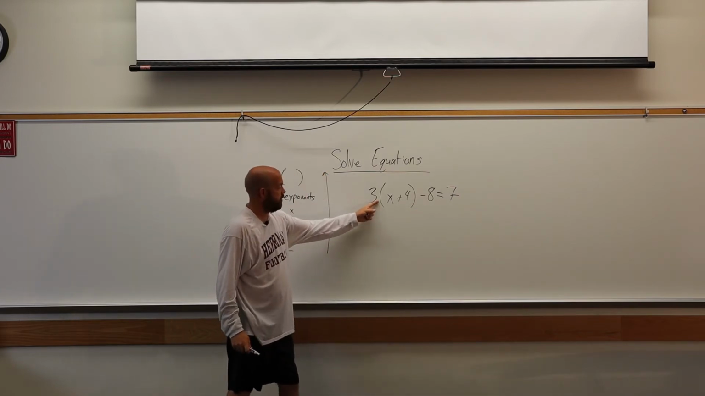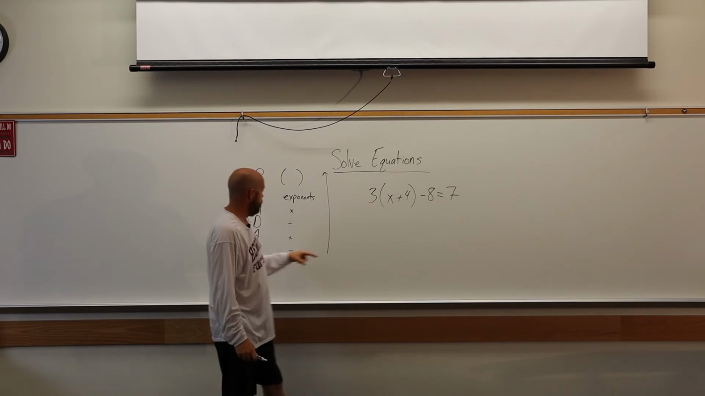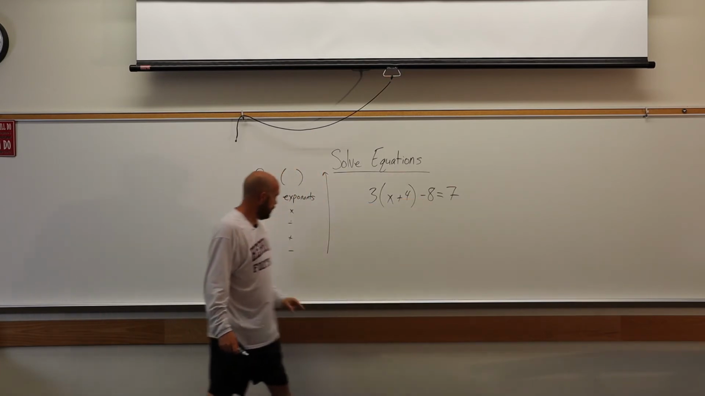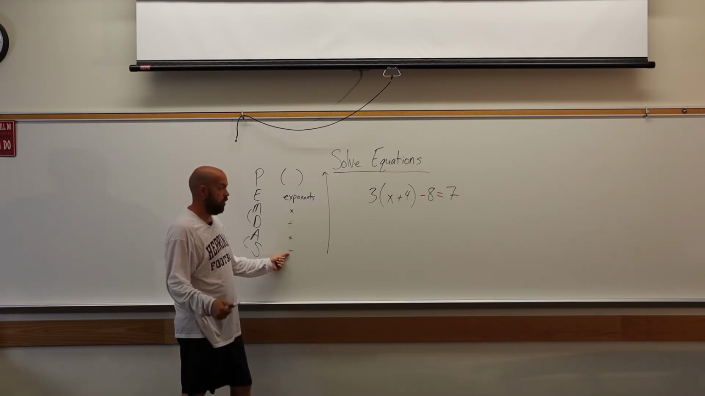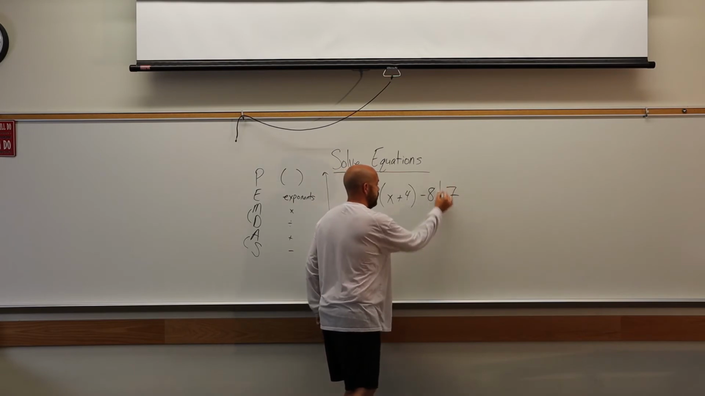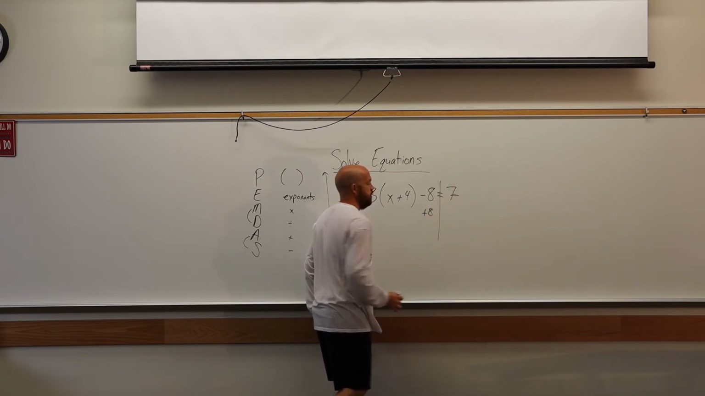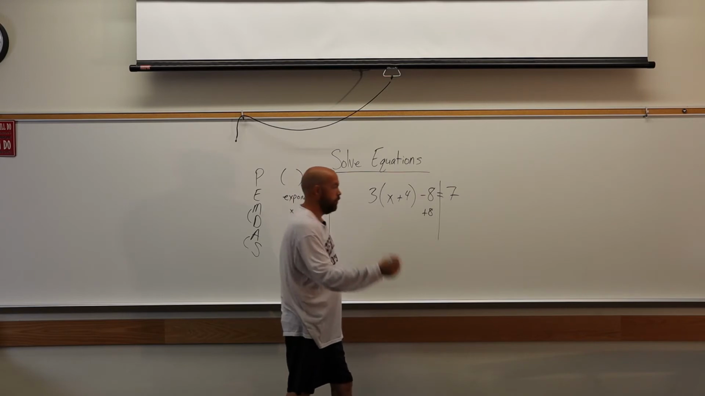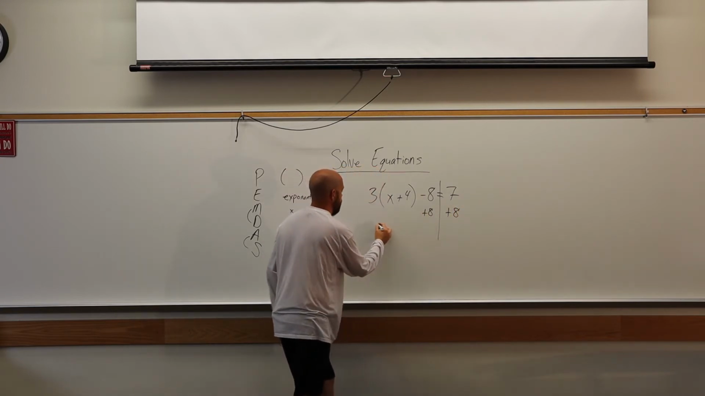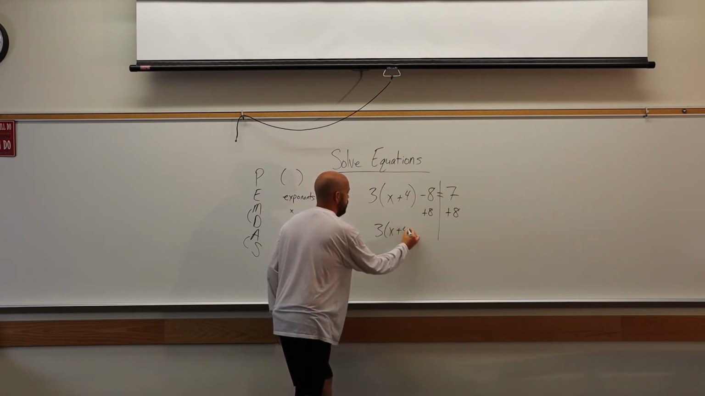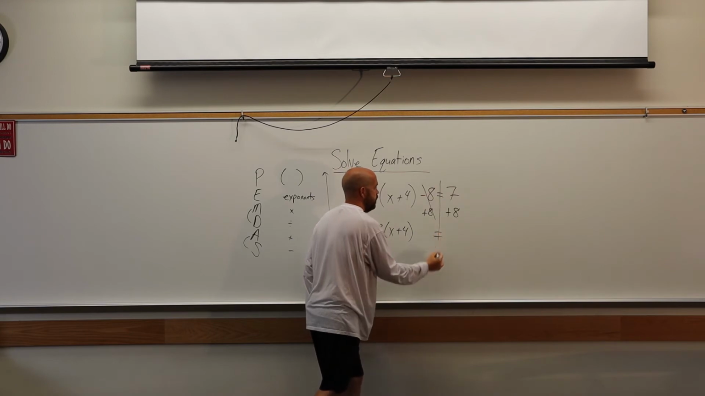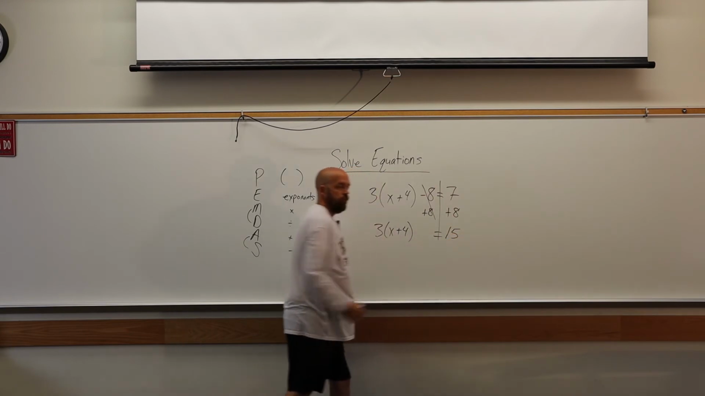So this 3 is connected to the parentheses by multiplication, which would be right here. And then the 8 is connected by subtraction, which would be down here. So I need to cancel the subtraction first. The opposite of subtracting 8 is adding 8. So whatever I do to one side of the equal sign, I must also do to the other side of the equal sign. So I'm going to add 8 to the other side, and then I simplify it. So I've got 3 parenthesis x plus 4. None of that changed yet. This cancels and just goes away, equals 15.